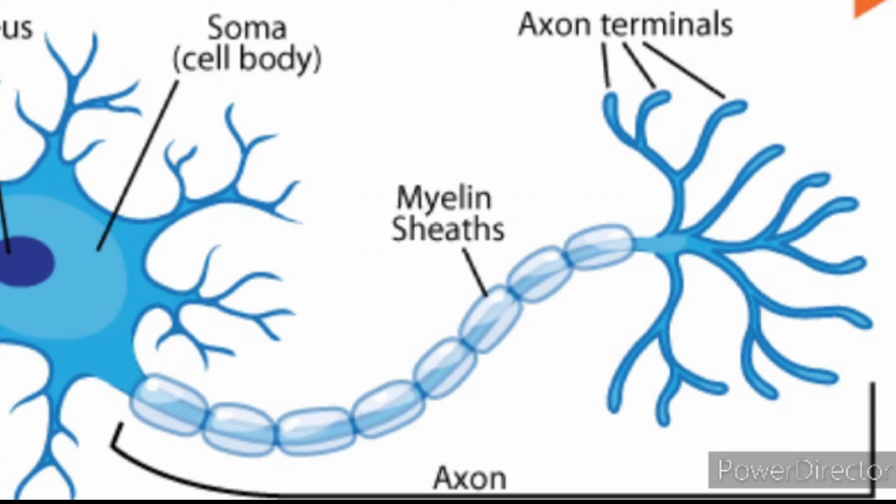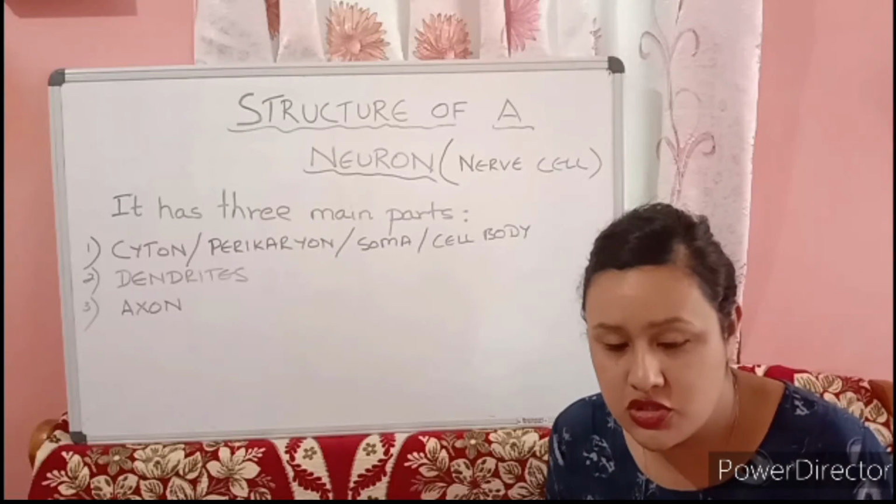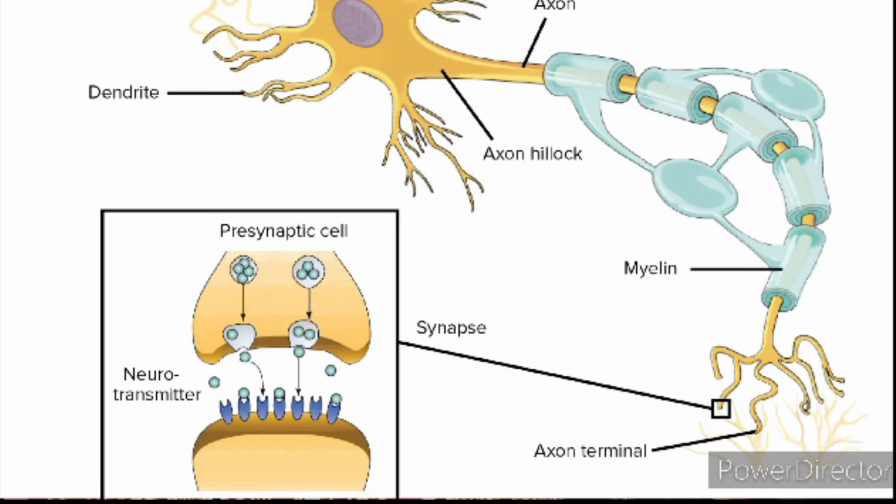At the end of those branches, the axon endings, also known as axon terminals, you can see a swollen bulb-like structure. These axon endings have small sac-like structures in them, which store a chemical substance known as acetylcholine. It is also a neurotransmitter. The impulses are conducted through these neurotransmitters.